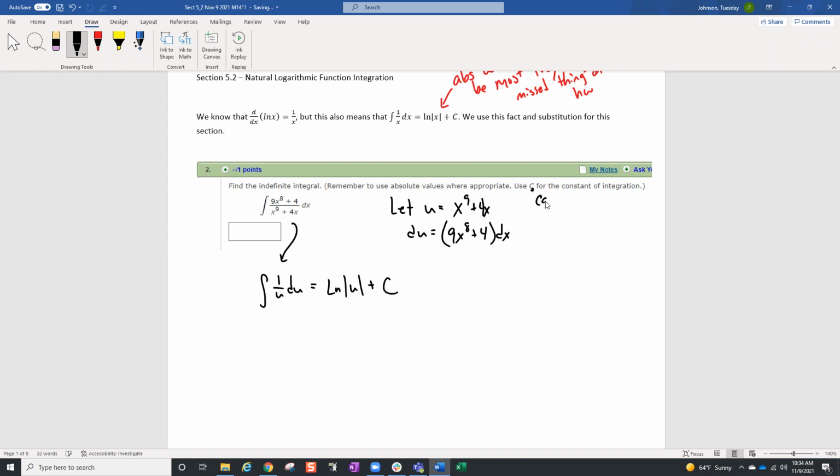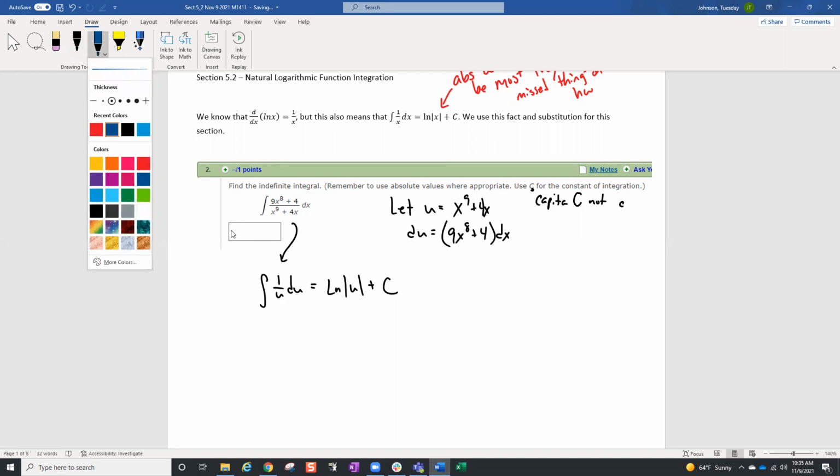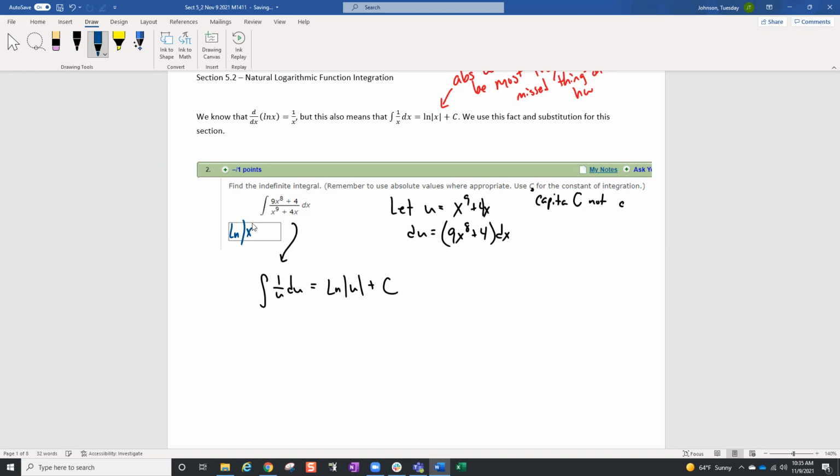Make sure it's capital, not lowercase, because WebAssign cares way too much. And then we reverse our substitution, not in red though, red's annoying. And we'll end up with the natural log of the absolute value of x to the 9th plus 4x plus c. All right, so reverse our substitution. And that's it. That is the entire section. Everything's going to end up being in the form of a 1 over u in some way, shape, or form. We're going to do some algebra repeatedly to get these u substitutions.